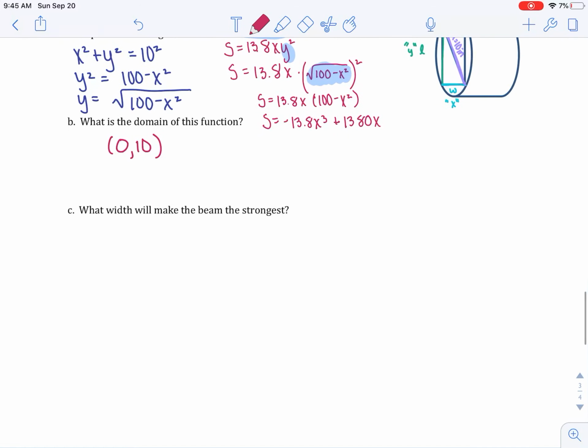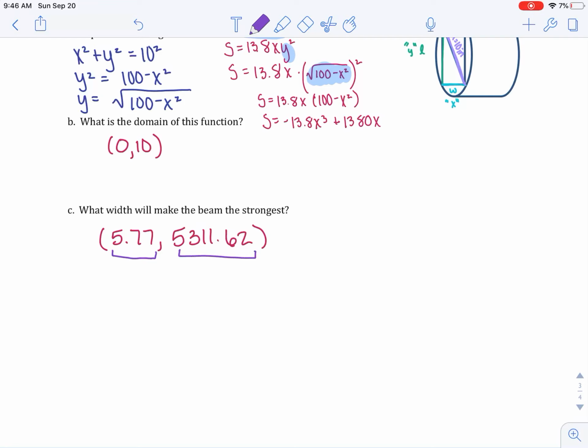What width will make the beam the strongest? Okay, so hopefully you still have it in your calculator, and you graphed it, and you found the max. I'm going to copy what I found as my max, and I'm going to round to the nearest hundredth, so 5.77, and then I got 5,311.62. All right. If you didn't do this, you should be pausing me and making sure you graph this. You don't want to be doing this for the first time on a test.